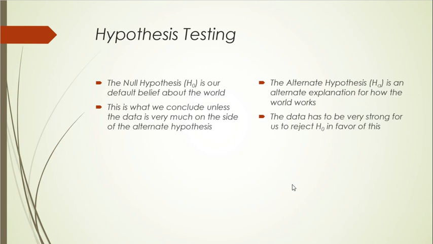So what we do is we collect data. And if the data is very, very strong in favor of the alternate hypothesis, we would reject the null hypothesis and say it looks like the alternate is more likely. Only if the data is very strong, though, because remember, this was our default belief. We're not going to change our minds for nothing. So we conclude the null hypothesis is more likely unless the data is really convincing us in favor of the other one.